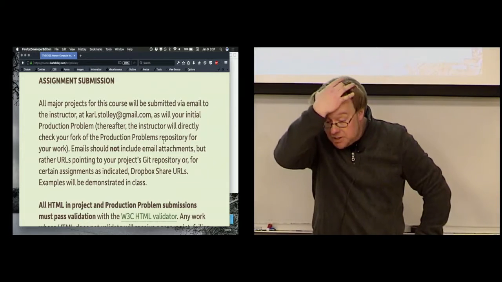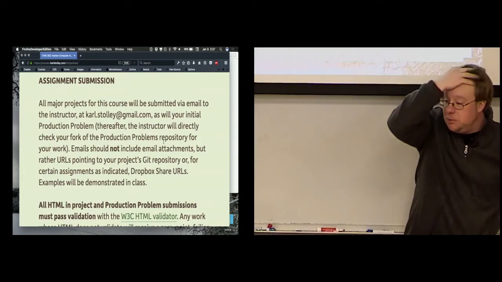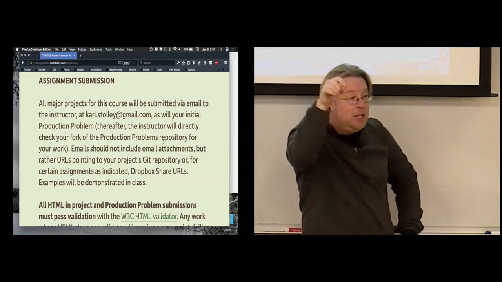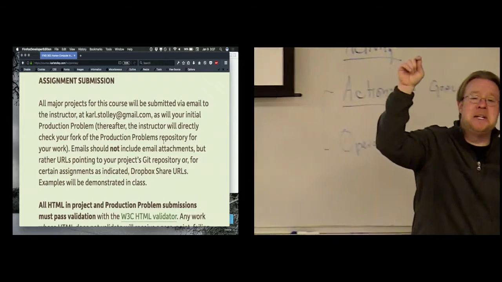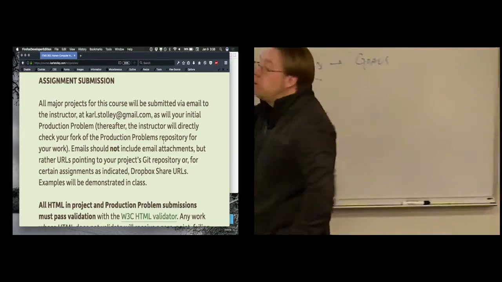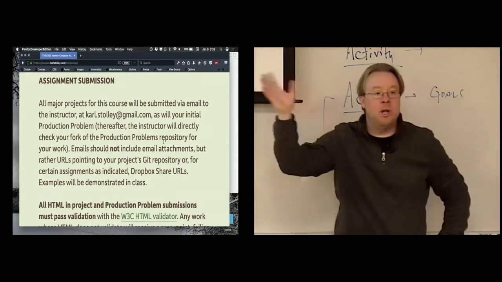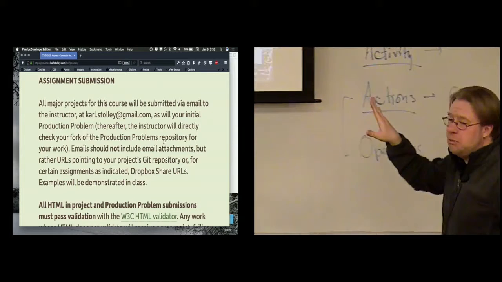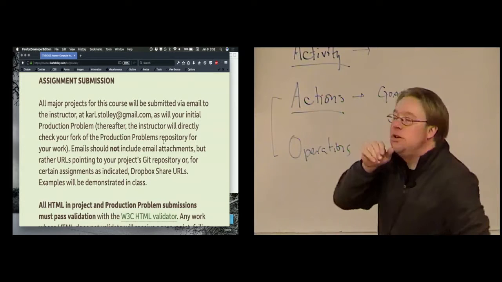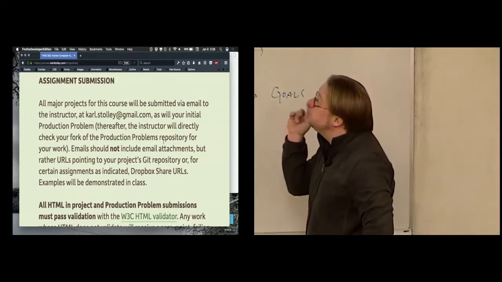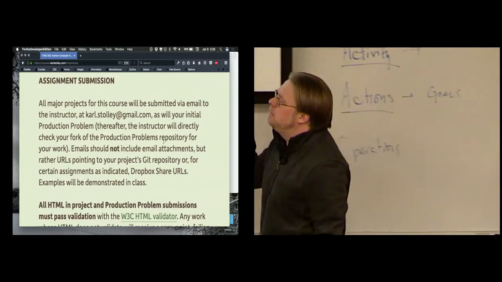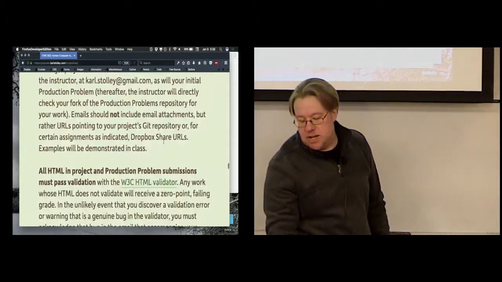The way that assignment submission works is that all major projects will be submitted via email to me, as will your initial production problem. But your emails should not include attachments. This is not preschool, right? Your emails will include URLs pointing to your project's Git repository. So pretty much everything we're doing here will be all Git-based stuff. So please never, this semester or for the rest of your life, ever send me an email attachment, because I hate email attachments. But I love URLs, and I really love Git repositories. All right? And there may be a couple of assignments that will do Dropbox share URLs, but most likely it'll all be Git. So just reserve that in case something happens.